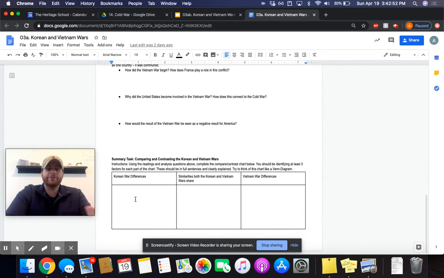All right, what are at least three differences about the Korean War? What are three unique factors for the Korean War? What are three unique factors for the Vietnam War? And then what is shared between these two wars? Okay, so use the text, use your fast facts, use those maps to try to come up with three differences for each war, and then three similarities, three things that are shared.